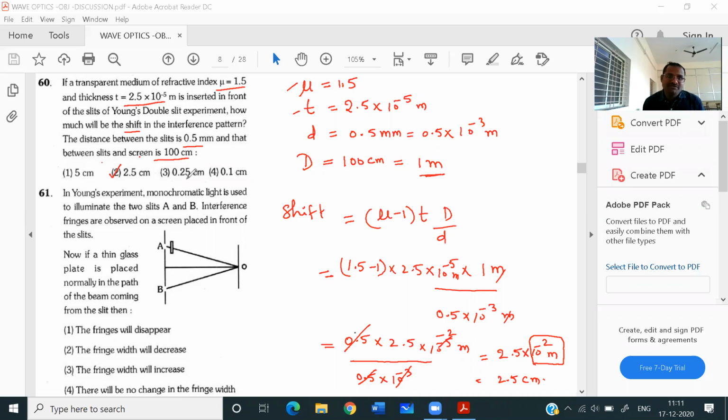See, 0.25 centimeter also they have given. You should not get confused. Option 2 is the only right answer. Got it, students?